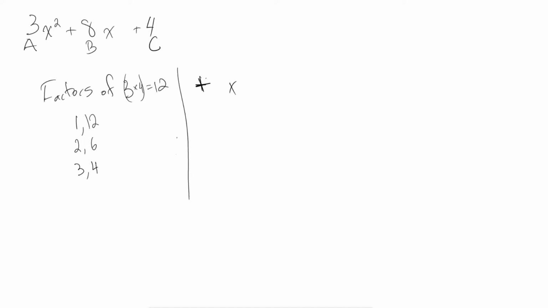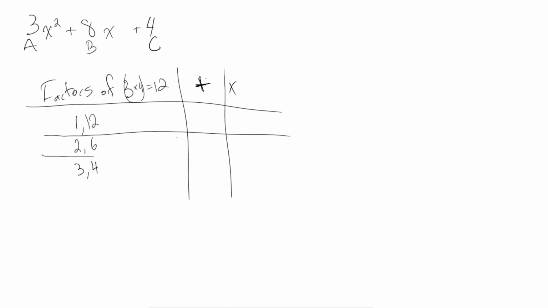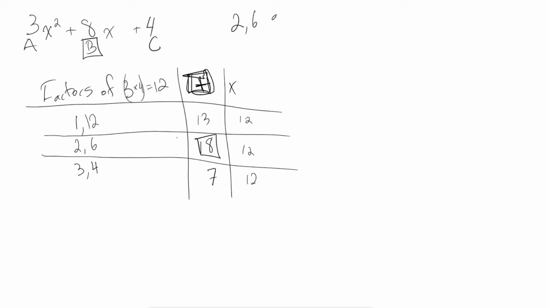So then we make our little table. And the product of these is always 12. Then we add them together. So 1 plus 12 is equal to 13. 2 plus 6 is equal to 8. 3 plus 4 is equal to 7. We still want our addition to equal our b. And it turns out that this middle one is equal to our b here. Bam. So that means that 2 and 6 are my mystery numbers.